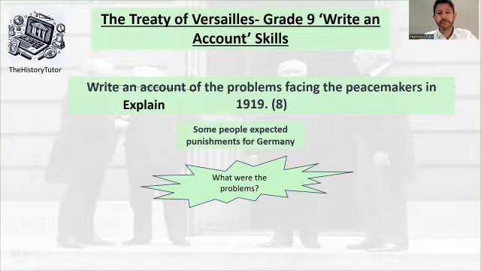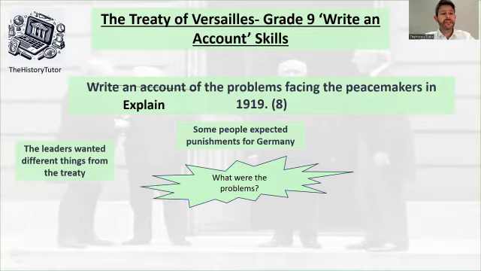Some people expected punishments for Germany. So there's an expectation of punishing Germany. Other people did not expect that. The leaders wanted different things from the treaty. They all wanted different things. France wanted to punish Germany. America wanted peace. Britain wanted a bit of both: peace and economic development, and some punishments.